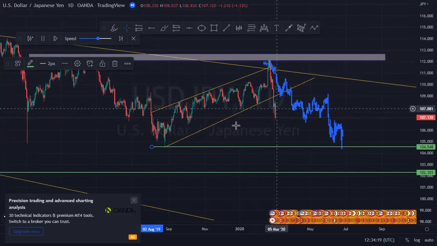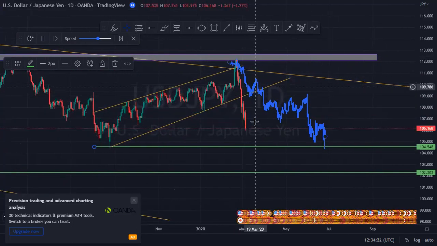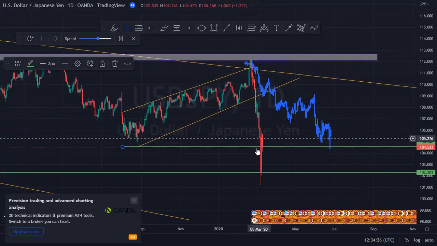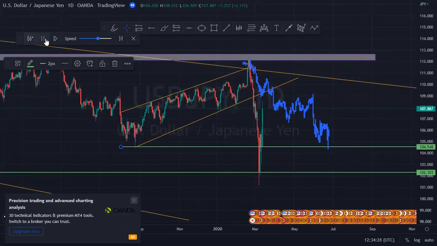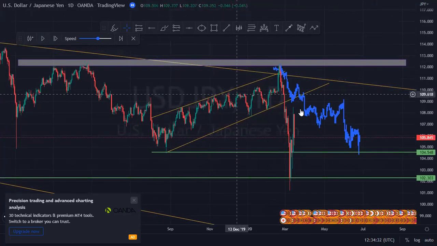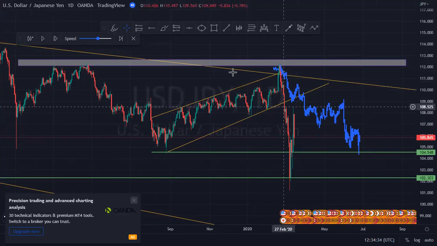Boom, we didn't have much corrections or anything, but then boom, we hit our TP here. Then the market decided to come back. Let me just pause again. This trend line, this rising wedge signaled to me that, okay, this is definitely a thing.